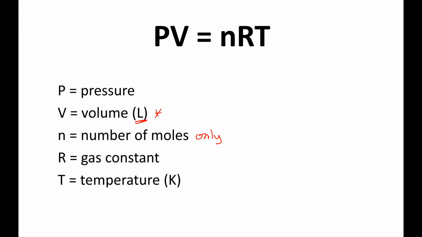Now, every once in a while, you're going to be given volume in milliliters. So let's go ahead and add a slide in. Let's do some basic conversions that you're going to need for this gas law. First off, milliliters divided by 1,000 equals liters. So if you're given something in milliliters, divide that number by 1,000 to get the liters.